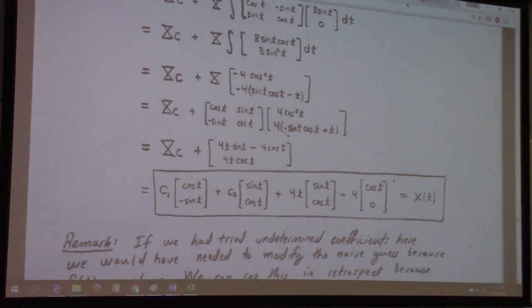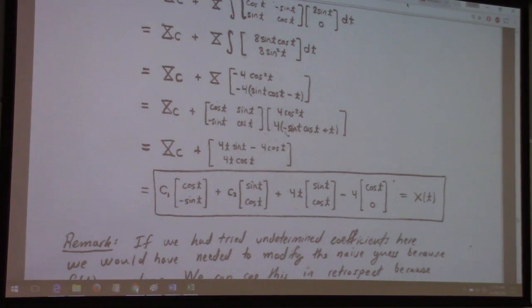But it's a pretty simple algorithm, what you got to do, right? You got to find the fundamental solution matrix, find the inverse of the fundamental solution matrix, multiply that by the inhomogeneous term, integrate the thing, multiply by the fundamental solution matrix, and then add it to the homogeneous solution, and there you go. That's the general solution.